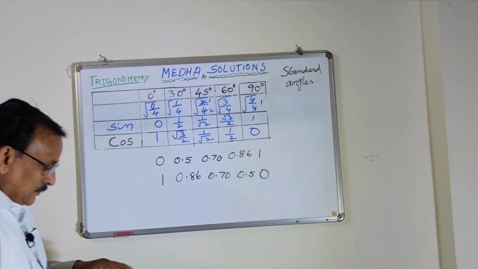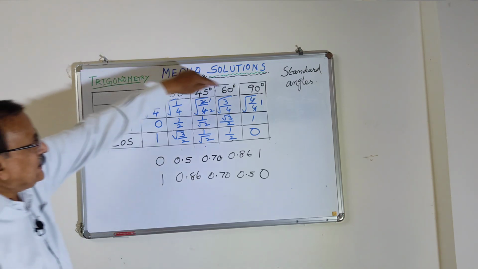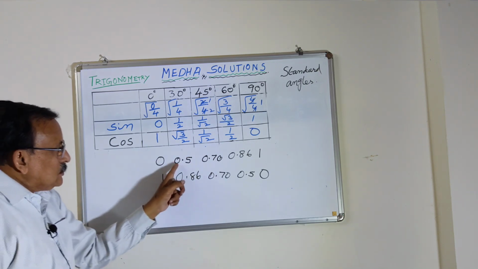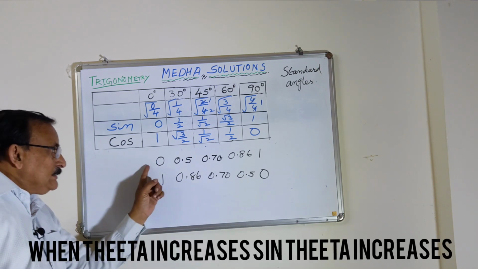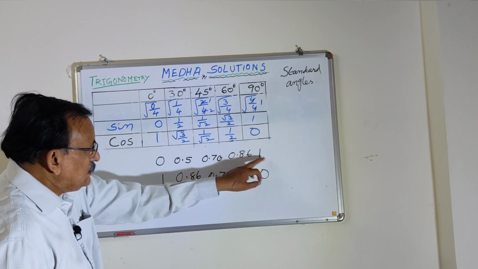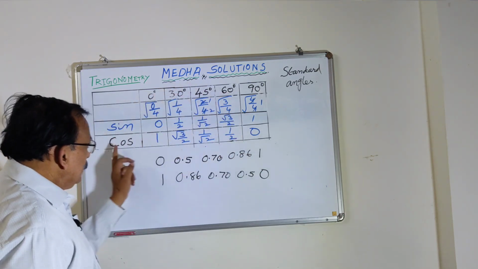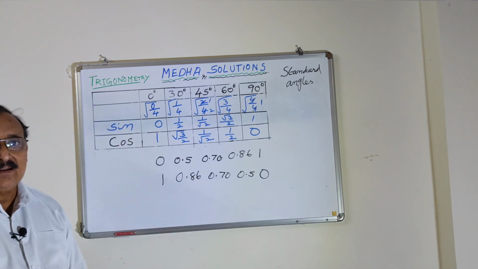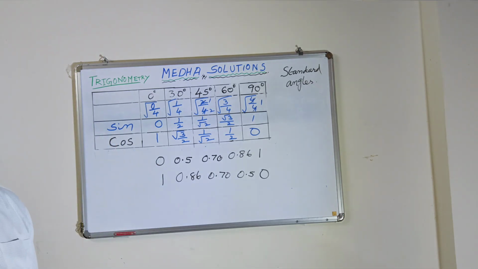Now observe what happened here. When theta increases from 0 to 30, 45, 60, 90, sin theta values also increase: 0, 0.5, 0.70, 0.86 and 1. In cos, when theta increases, cos theta value decreases. This point we have to remember.